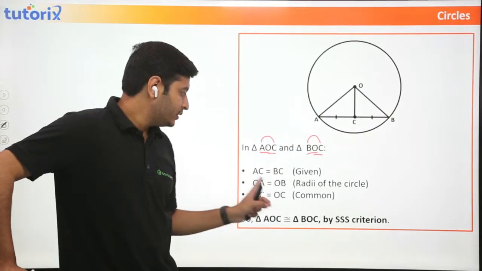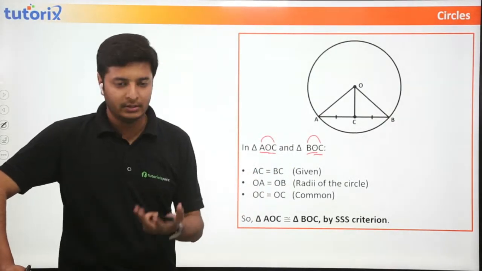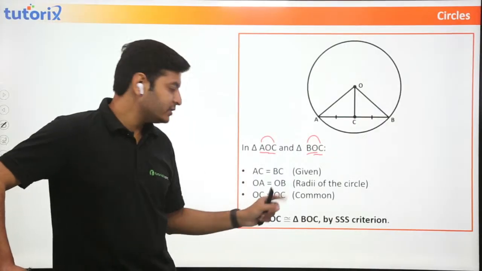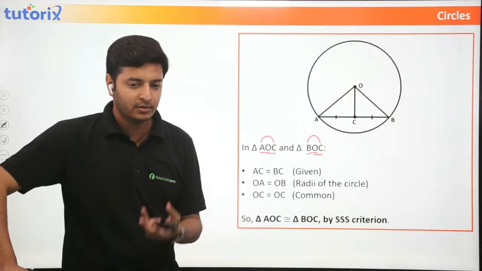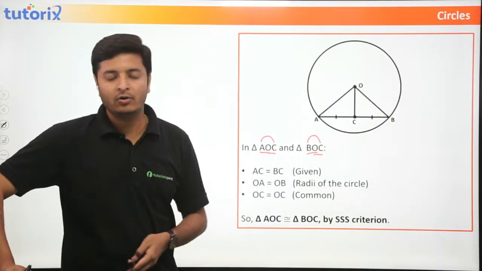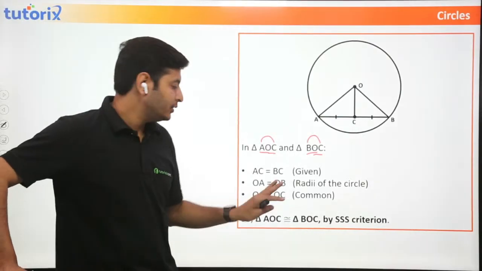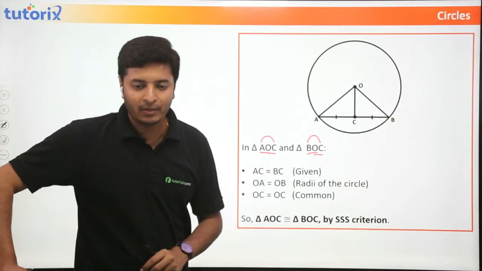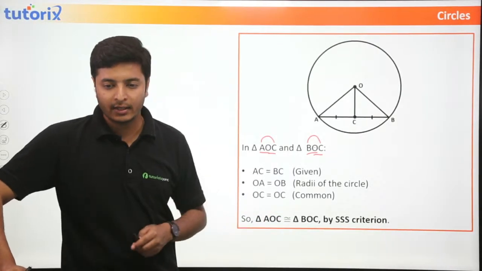Now, in these two triangles, AC is equal to BC, which is the given part. OA is equal to OB, radii of the same circle. OC is equal to OC, the common side. So it means the two triangles are congruent by the SSS congruence criterion.